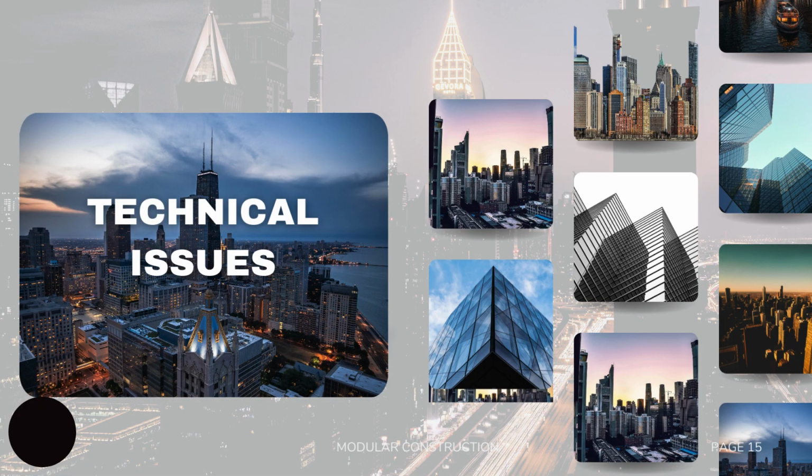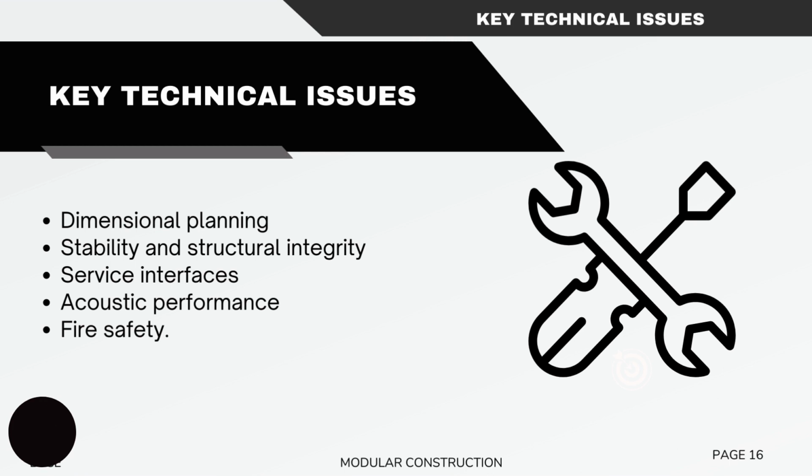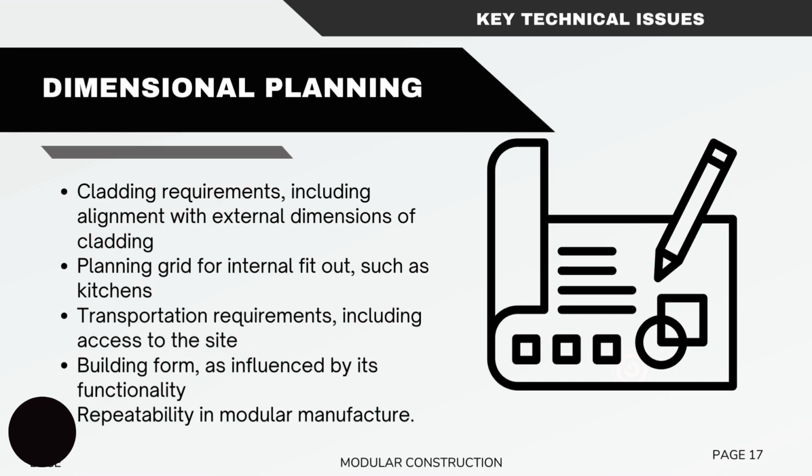Also, we have the technical issues. We have the dimensional planning, stability and structural integrity, service interfaces, acoustic performance, and lastly the fire safety. So we have the dimensional planning. We have the cladding requirements, including the element with external dimension of cladding, planning grid for internal fit outs such as kitchens, transportation requirements, including access to the site, building form as influenced by its functionality, repeatability in the modular manufacture.